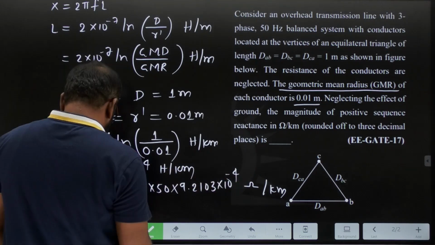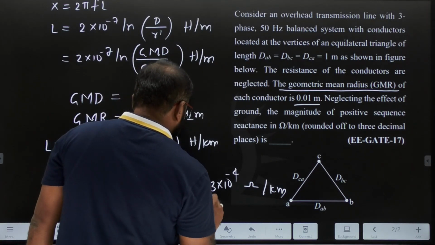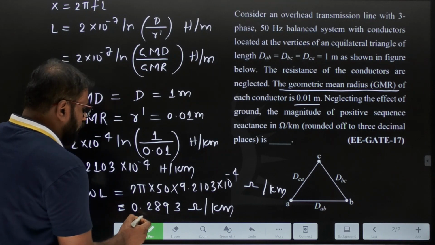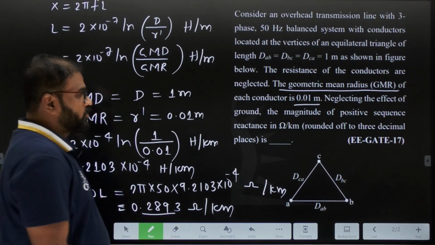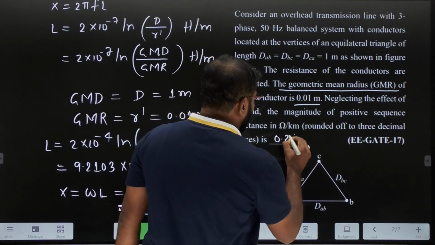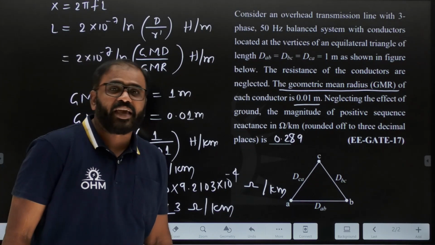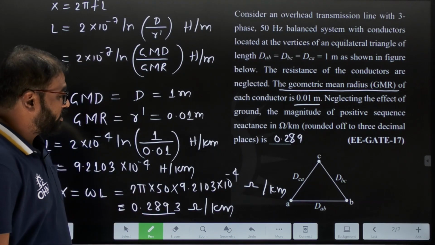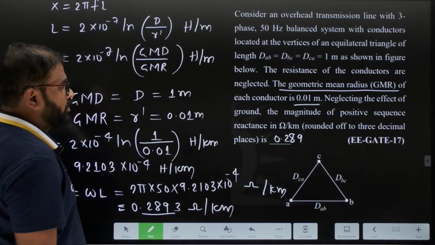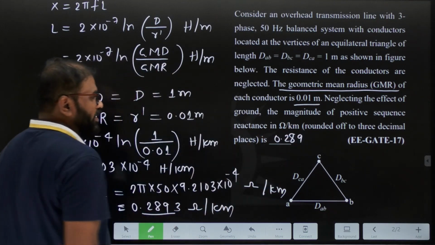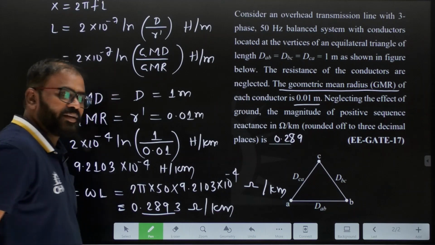Now the answer is 0.2893 ohms per kilometer. So what is the answer now? Round off to 3 digits. So that's why 0.289. So you should enter 0.289. For numerical answer type questions, you should be very, very careful. Any small mistake you make, you end up with a wrong answer. Clear? So he is asking to calculate in ohms per kilometer. We calculated in ohms per kilometer, and the final answer is 0.289.